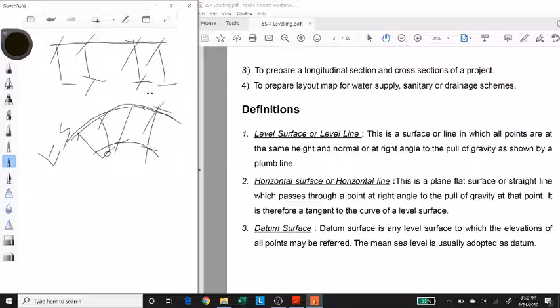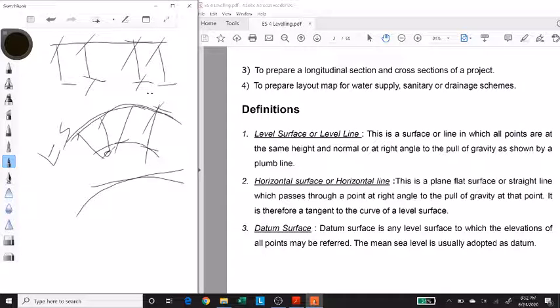Then comes horizontal surface or horizontal line. This is a plane, flat surface or straight line which passes through a point at right angle to the pull of gravity at that point. It is therefore a tangent to the curve of a level surface. So if this is my level surface, the tangent to this surface would be a horizontal line.